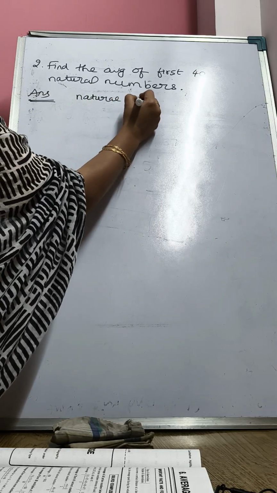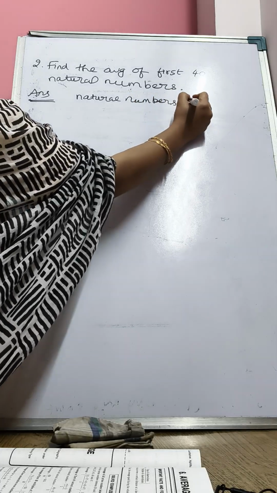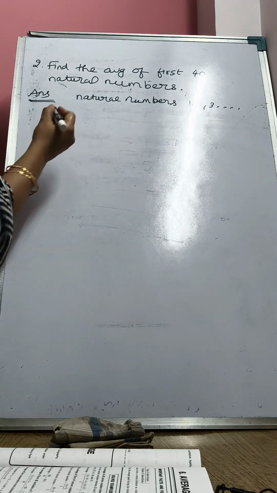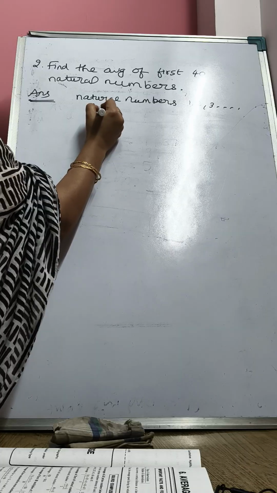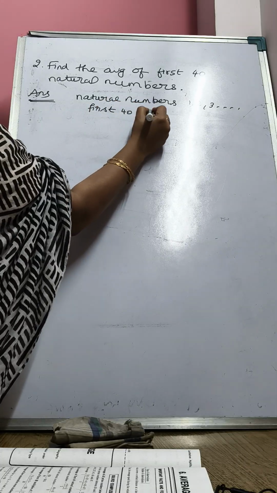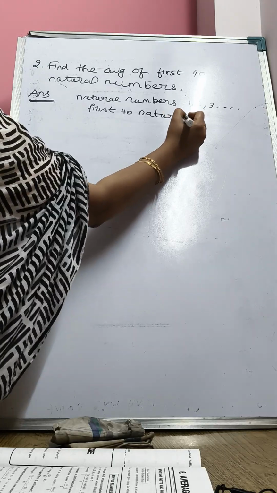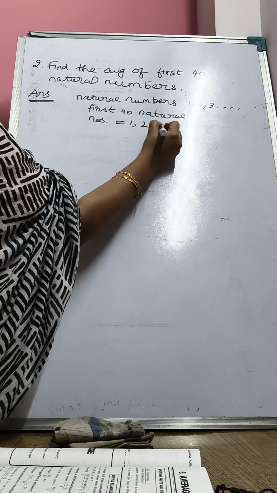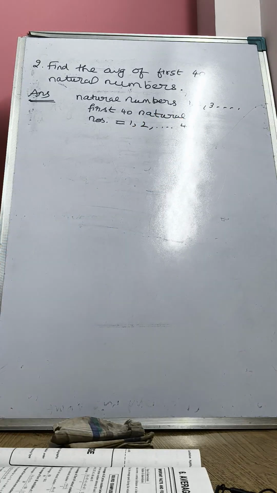First natural numbers are 1, 2, 3 and so on. And here how many numbers do we need? First 40 natural numbers we want. Which is nothing but 1, 2, 3 etc. up to 40. Okay. So now we have identified what the first 40 natural numbers are, which is nothing but 1, 2, 3 etc. up to 40.